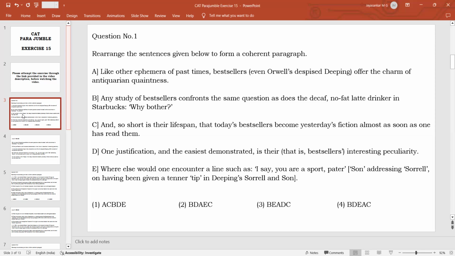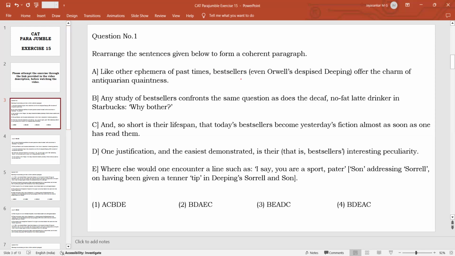So this question is basically talking about the bestsellers, or what makes the bestsellers click, or what is the appeal, how you can analyze the appeal of bestsellers. All these things are given. So first understand the context of the paragraph, then try to make some logical connection between the sentences. This is the technique you should be following.